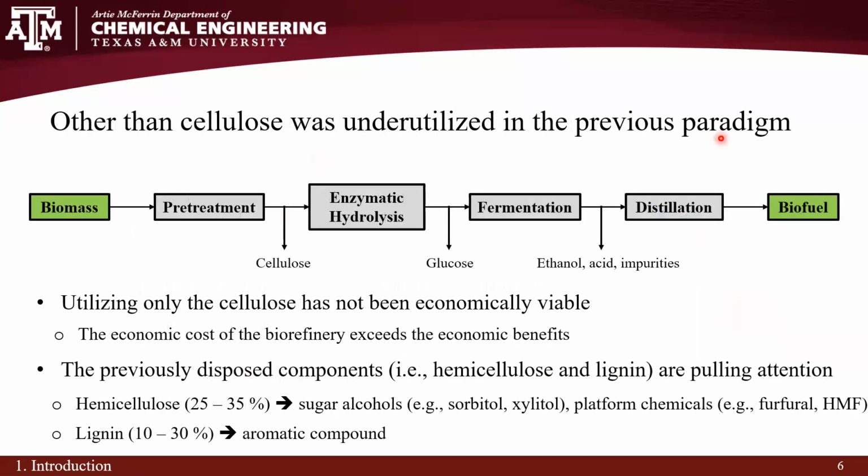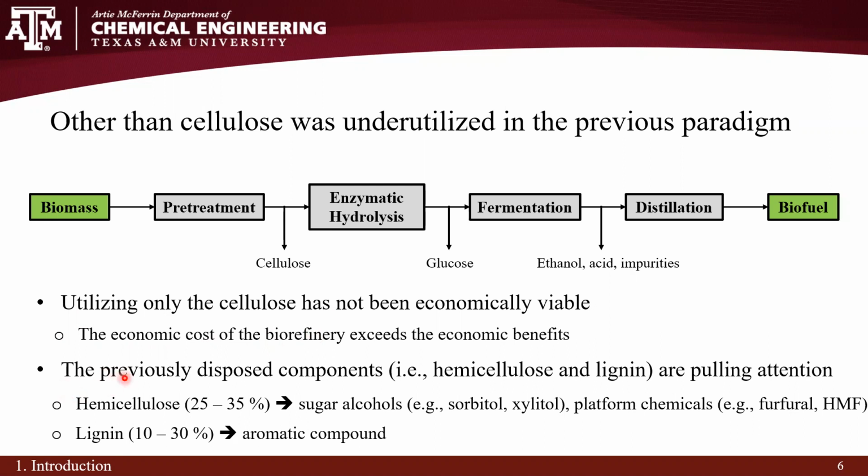In the previous paradigms, components other than the cellulose were underutilized. For example, a biomass was treated and then only the cellulose was obtained and the rest of the components were disposed of. Only the cellulose goes through further processes such as hydrolysis and fermentation, and produces the biofuel. However, utilizing only the cellulose has not been economically viable. In other words, the economic cost of the biorefinery exceeds the economic benefits.